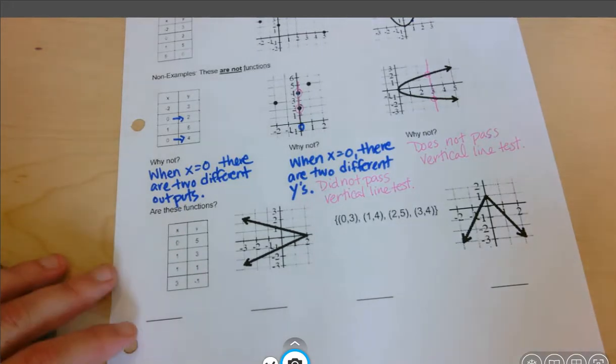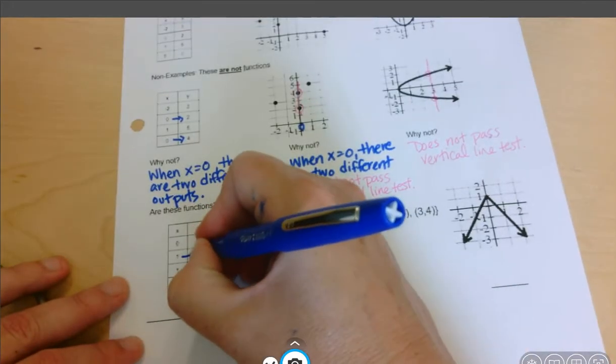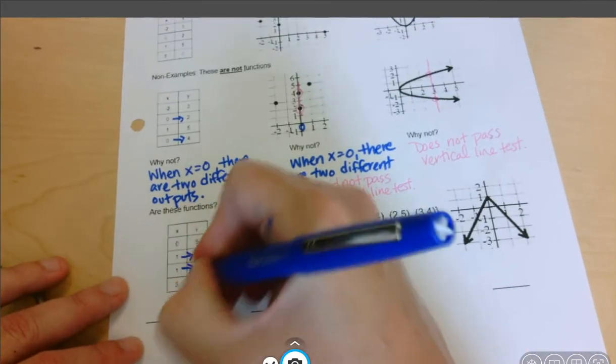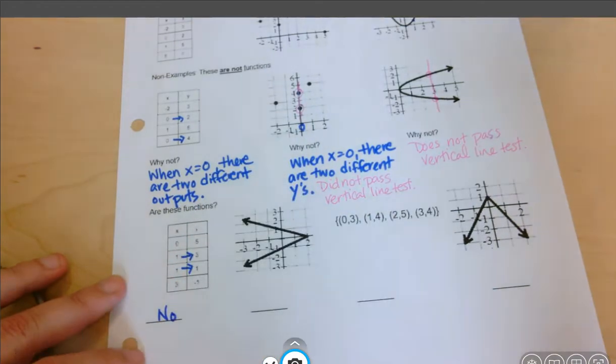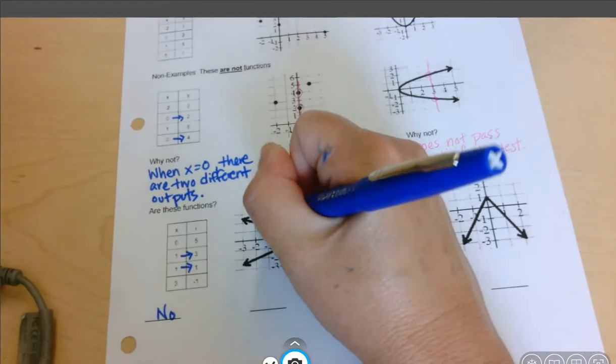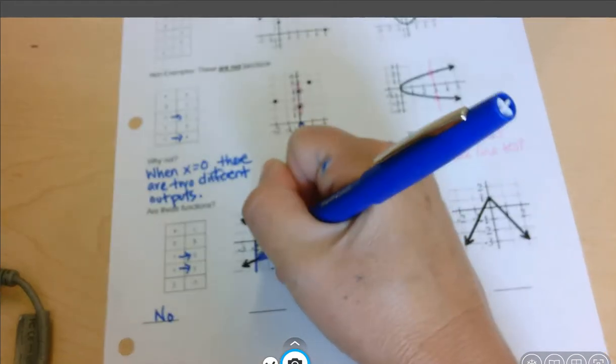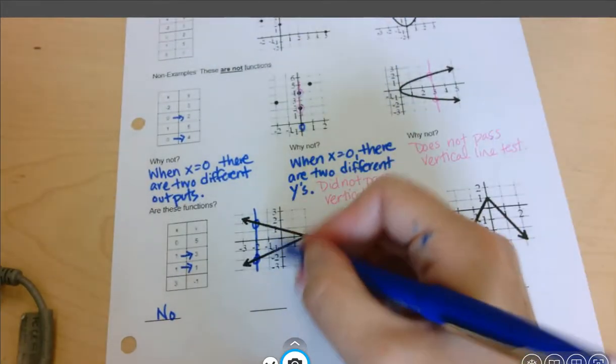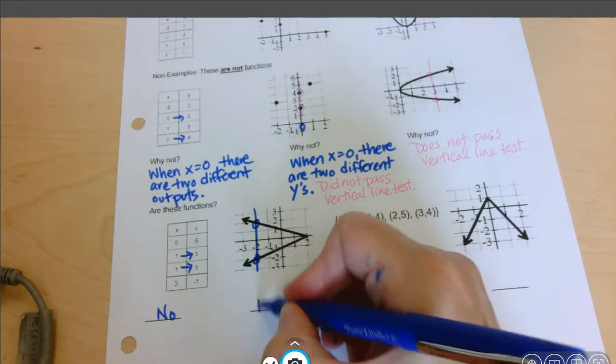All right, so looking here, I can see that when 1 is the input, there are two different outputs, so that would be a no. The next one, when -2 is the input, there are two different outputs. That also does not pass the vertical line test, so that's a no.